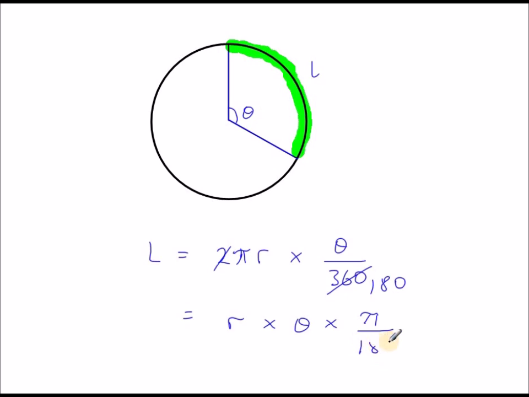pi over 180. Now we already know that when theta is measured in degrees, which it is here, theta times pi over 180 converts the angle from degrees to radians. So the formula for the arc length L is equal to r theta, where theta is measured in radians.